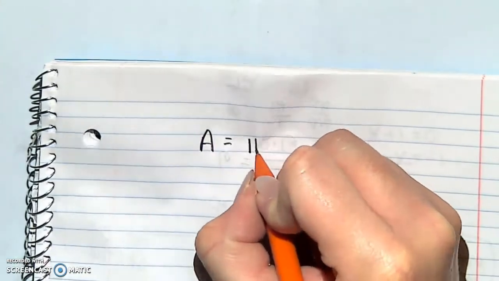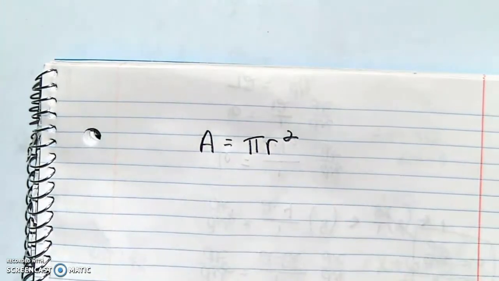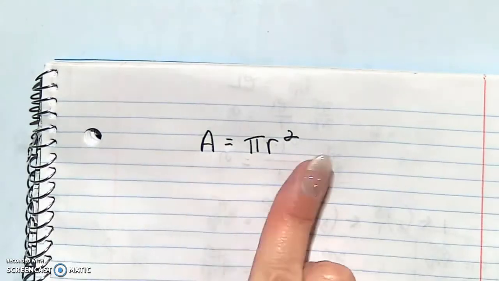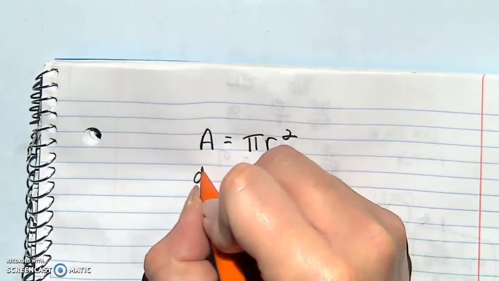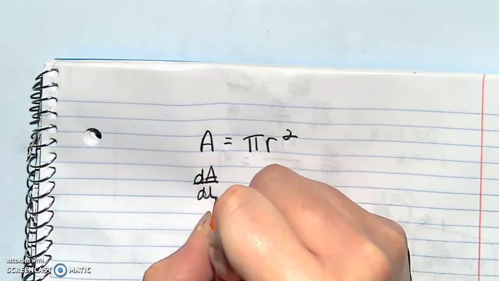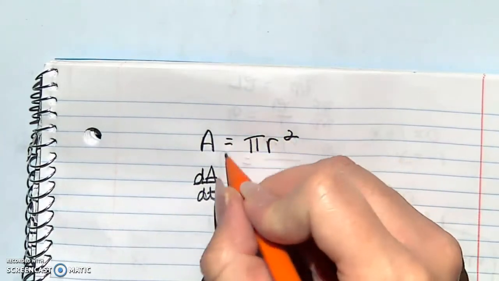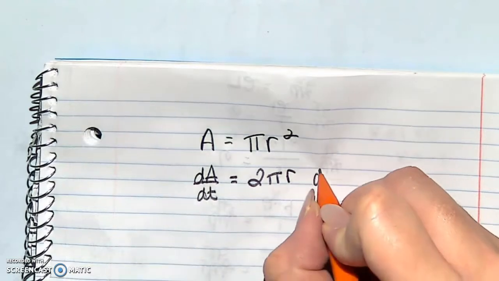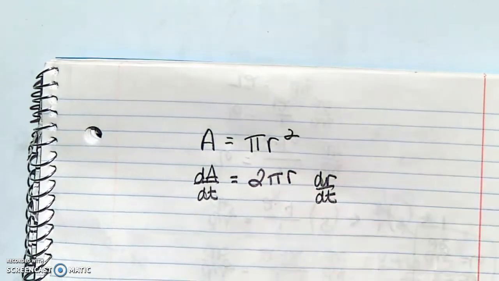So the first thing I notice is it's talking about area of a circle, and I know that the area of a circle is pi r squared. I've got 2 variables. Remember that pi is a number. If I take the derivative of both sides, I end up with dA dt is going to be 2 pi times r to the first, and then you have dr dt.